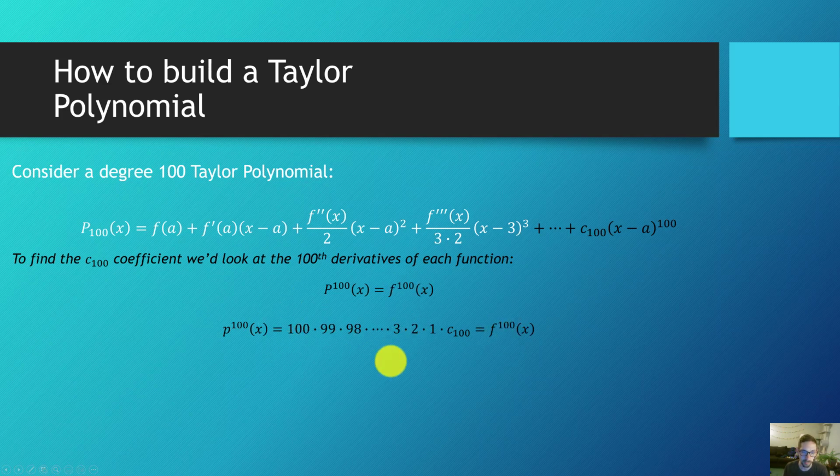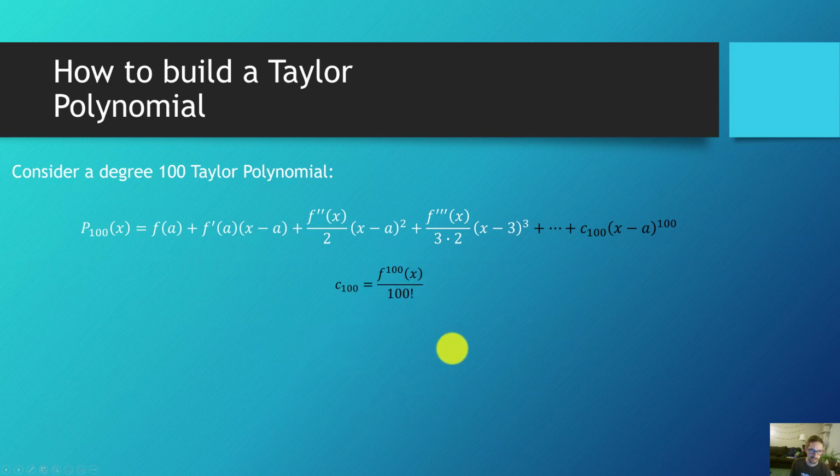Well, we have a shorthand notation for this big product. We would just write it as 100 factorial. And then if we divide that over to the right, we have c100 is equal to the 100th derivative of f over 100 factorial. And again, I should be substituting an a here for that coefficient everywhere. For f double prime, for f triple prime, that should be at a. But the idea is the same. The key concept is that for each coefficient, we just take the nth derivative at a and divide it by n factorial. So let's generalize this.